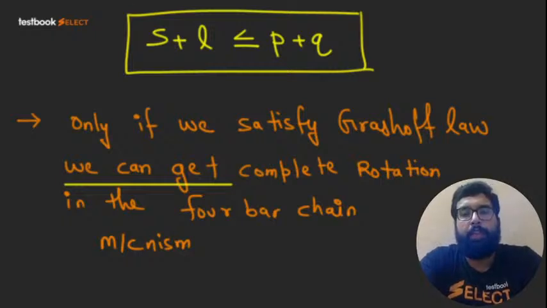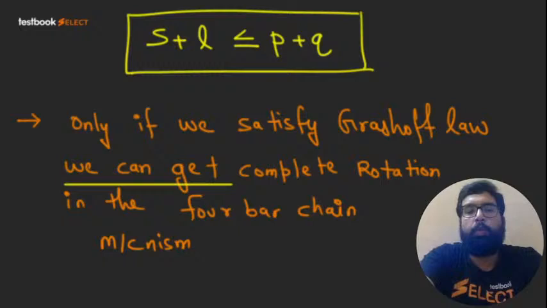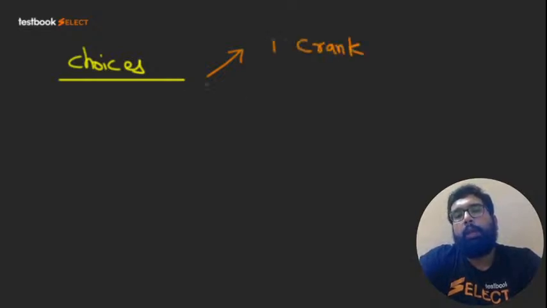We can get the rotation, so the choice is ours. So what choices do we have? Grashoff law is giving us the choices. See, we are engineers and we have to decide. So we can have one crank. We can have two cranks.